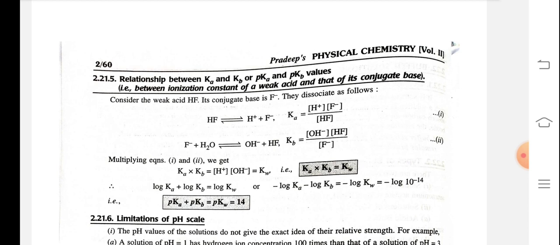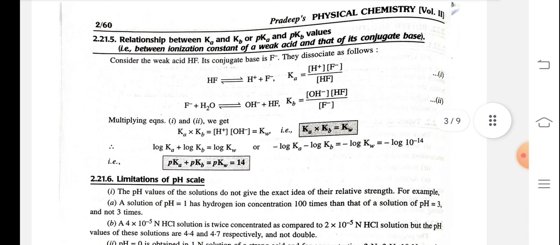F negative plus H2O is equal to OH negative plus HF. Kb is equal to the concentration of OH negative times HF divided by the concentration of reactant, that is F negative. Multiplying equations 1 and 2, we get Ka times Kb is equal to the concentration of H positive times the concentration of OH negative ion, which is equal to Kw. That is, Ka times Kb is equal to Kw.